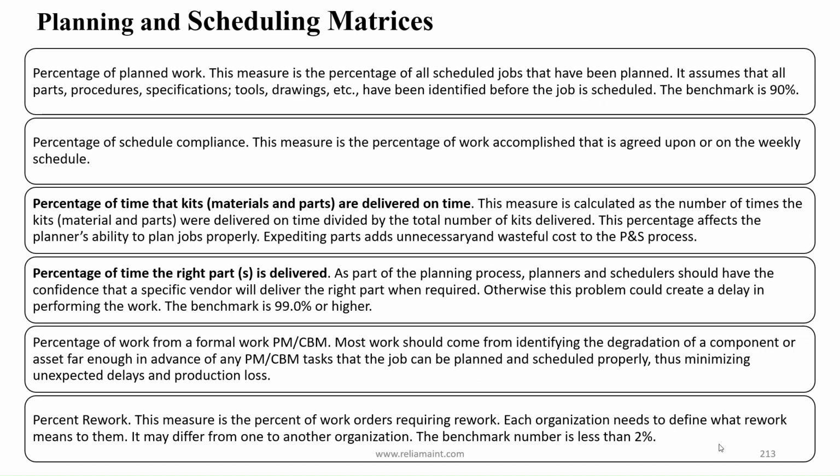Most work should come from identifying the degradation of a component or asset far enough in advance of any PM/CBM tasks that the job can be planned and scheduled properly, thus minimizing unexpected delays and production loss. Percent rework. This measure is the percent of work orders requiring rework. Each organization needs to define what rework means to them. It may differ from one organization to another. The benchmark number is less than 2%.